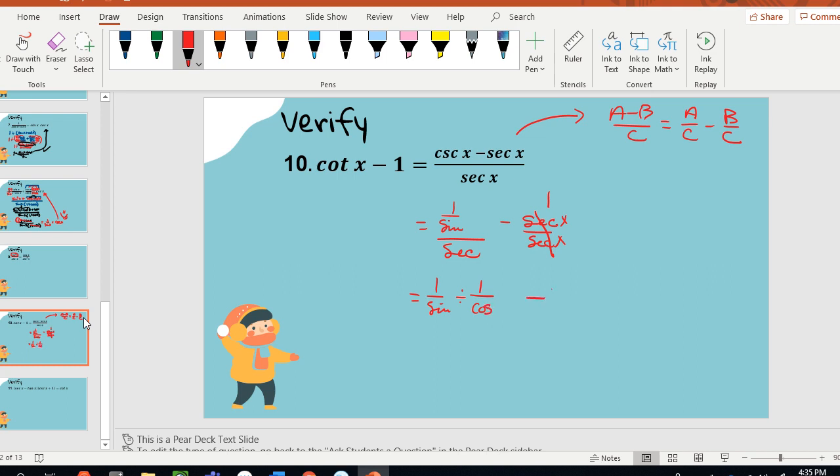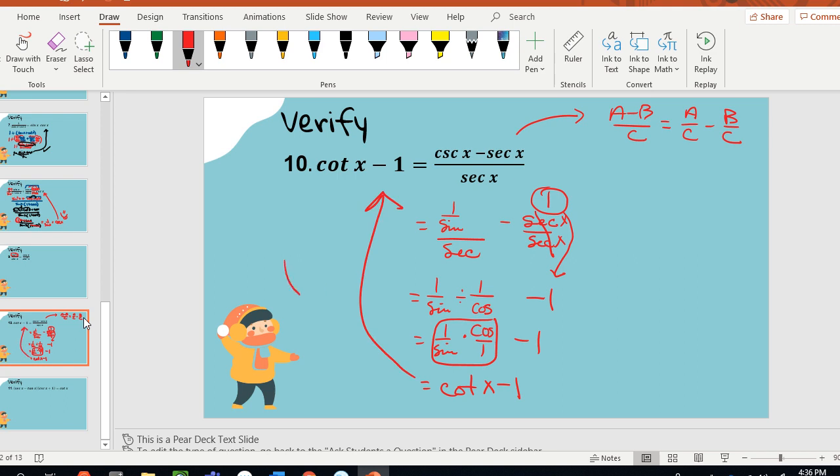Okay? And then I still have this minus 1 hanging out from right here. Okay? So now keep, change, flip. 1 over sine times cosine over 1. Guys, what does this become? That becomes cotangent. Cotangent x, and that minus 1 is still hanging out. Holy mackerel. We did it! Yay! You know, I got one more.